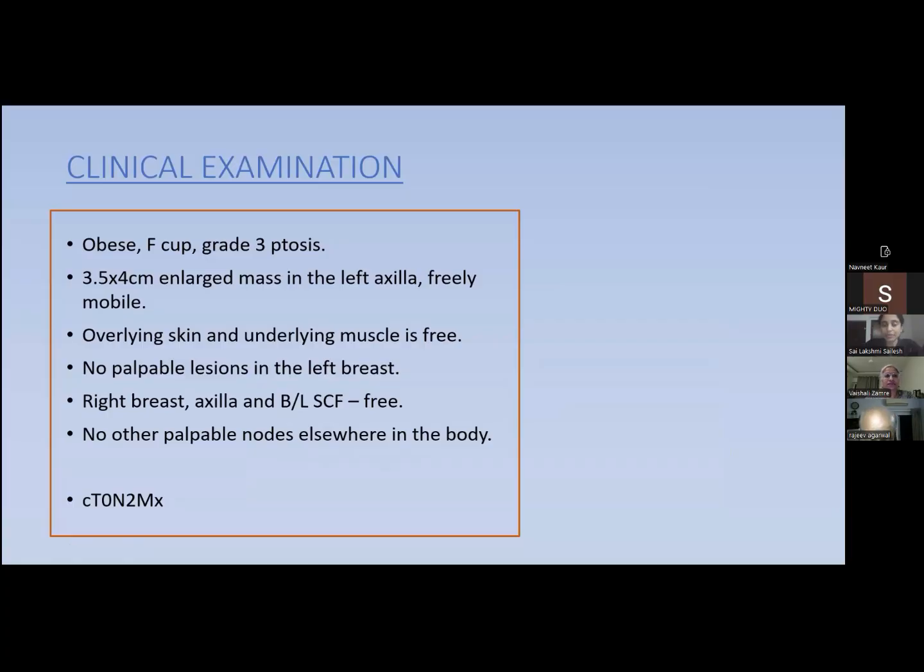On clinical examination, she was found to be obese, F cup with grade 3 ptosis. There was a 3.5 by 4 centimeter enlarged mass in the left axilla, which was freely mobile. Overlying skin and underlying muscle were free. No palpable lesions in the left breast. The right breast, right axilla, and bilateral supraclavicular fossa were free. Head to toe examination was unremarkable. Systemic examination was also unremarkable, and there were no other palpable nodes elsewhere in the body.